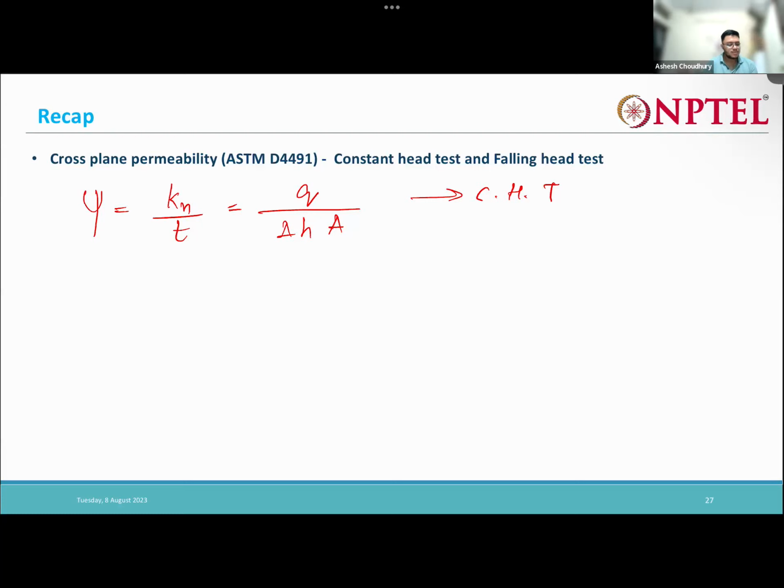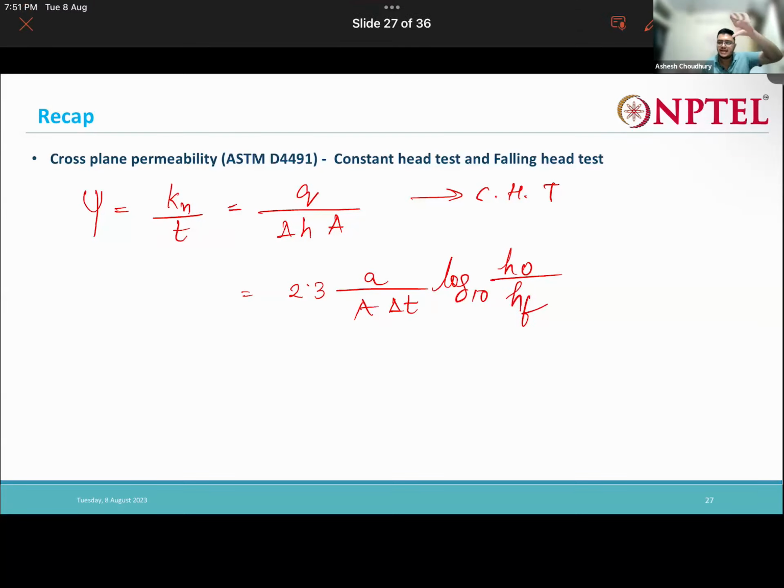All right. So next we have the falling head test. You can write this as 2.3 A delta T log 10 H naught by HF. H naught is the initial height, then the head of water is falling, so HF is the final height. Capital A is the area of flow. Generally, it's 25 mm diameter. This H naught is generally 80 mm.